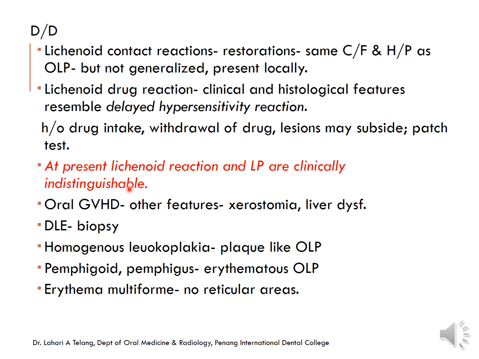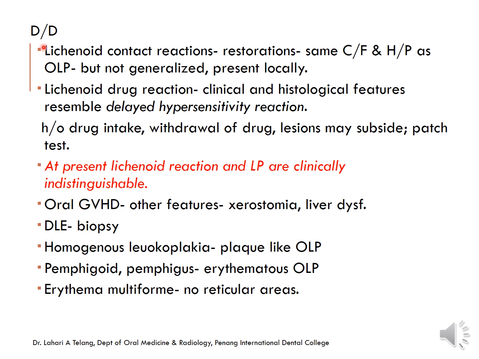So in the current scenario, lichenoid reactions and lichen planus are clinically indistinguishable. That means looking at the lesion, it's very difficult to tell whether it's lichen planus or lichenoid. There are only a few giveaway features. That is, lichen planus is generally bilateral and lichenoid reaction is localized, and you would probably search for an amalgam restoration, or probably a ceramic crown or FPD beside the lesion, which is probably the etiology.